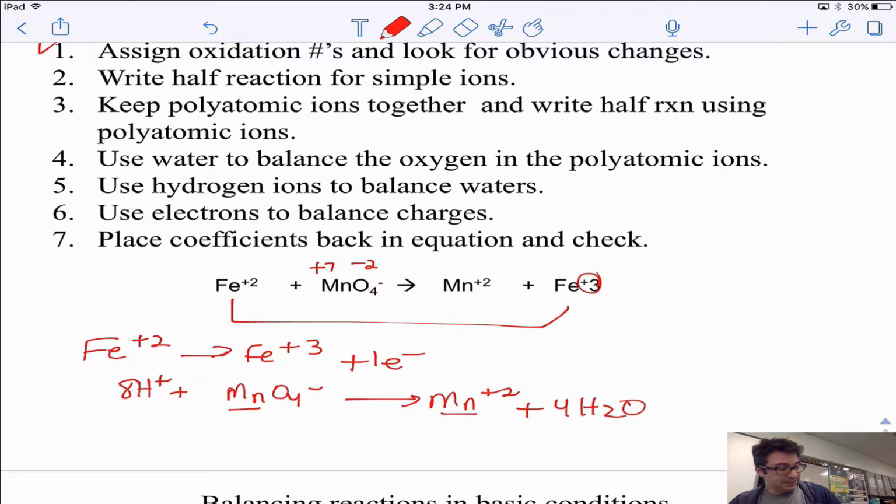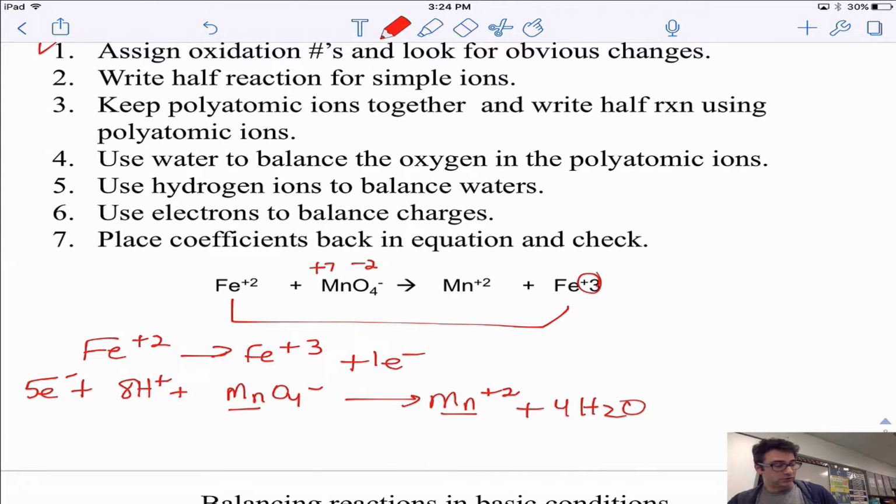I have 8 H positives, and I have 1 negative. That's +7 on the left, and on the right +2. So the left is +7, the right is +2. I need to add 5 electrons to the left side to balance that. Now, if at any point you want to pause the video and try this on your own or go back and carefully see what I did, you should do that.